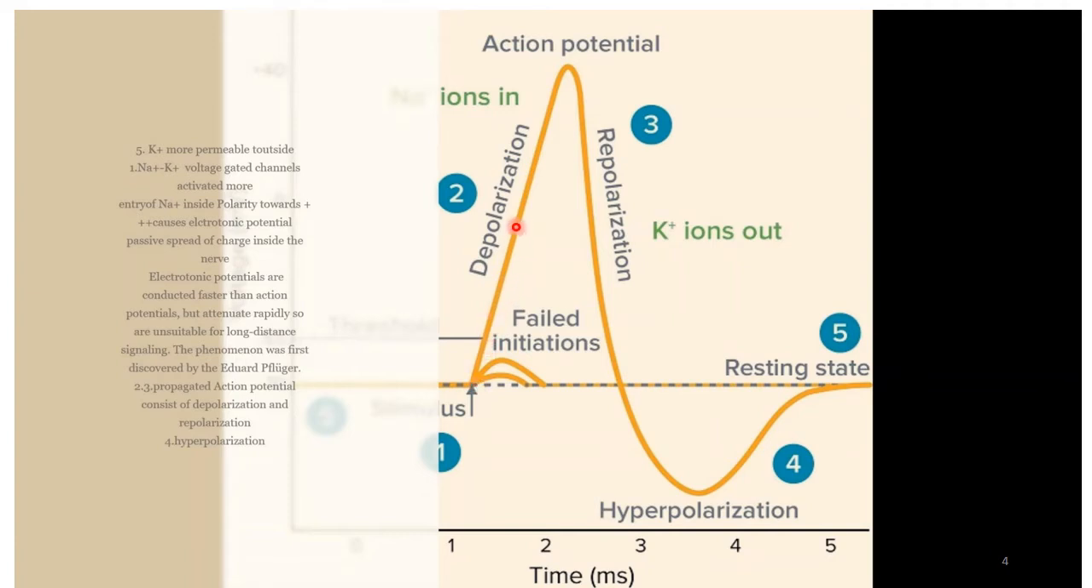After that, a full-fledged propagated depolarization phase develops, which goes towards the positive side. And once it comes to the negative side, it is repolarization. And after the resting state, it is hyperpolarization because the membrane becomes more negative. And after this phase, it comes to the normal resting state. In the resting stage, potassium is more permeable outside. That is due to leaky channels.